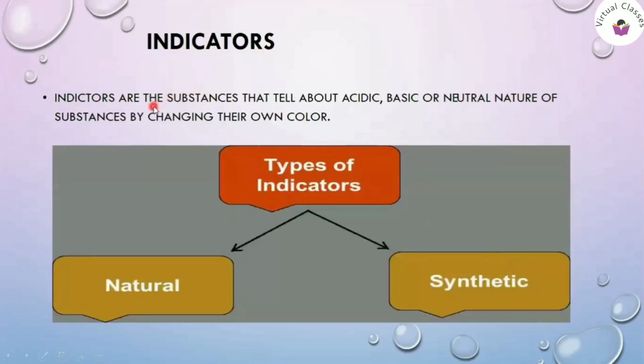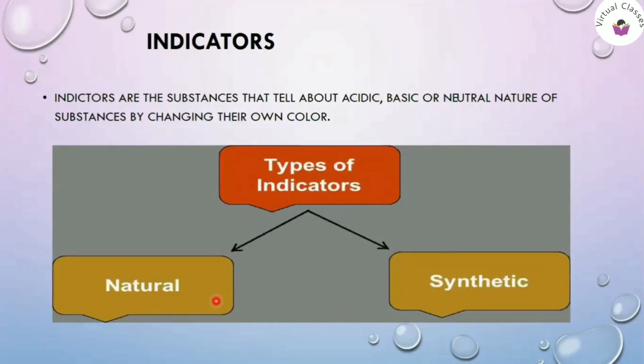Indicators. Indicators are the substances that tell about the acidic, basic or neutral nature of substances by changing their own color. These substances change their color when they come in contact with acids, bases, and salts. We have two types of indicators. First is natural indicator and the second one is synthetic indicator.